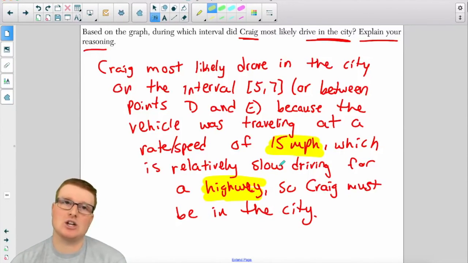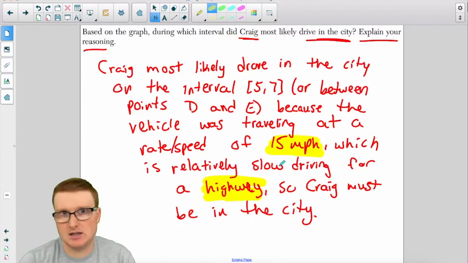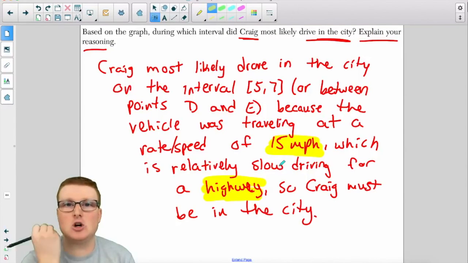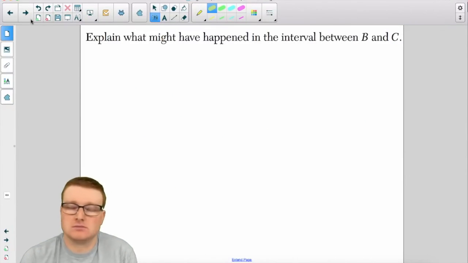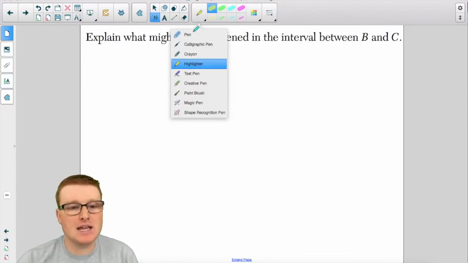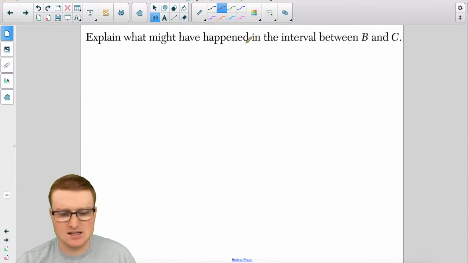What I don't like about this question is, what if you're on a highway and you hit traffic? I mean, it's a stupid question. I don't like it, but whatever. Okay. Explain what might have happened in the interval from B to C.